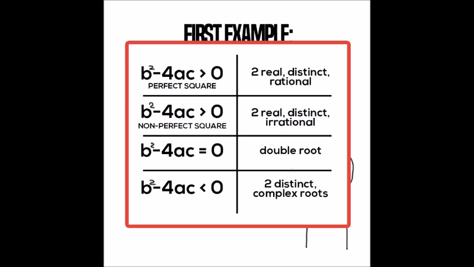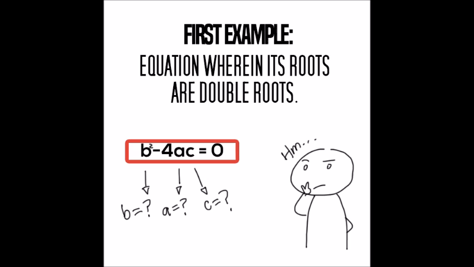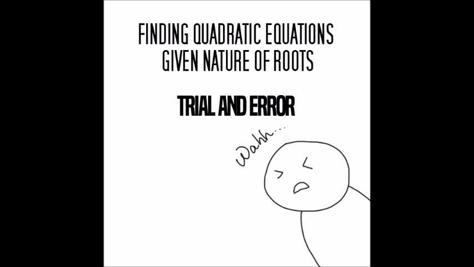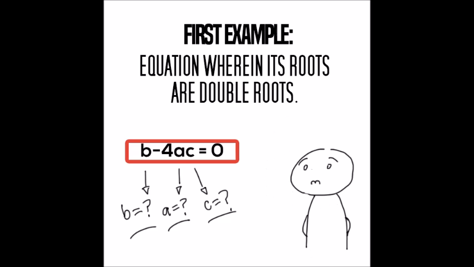Going back to our previous lesson with discriminants, the discriminant of double roots must be equal to 0. Now, what values can we substitute to the variables b, a, and c so that the binomial will be equal to 0? This is where the trial and error part comes up. Since we'll have to look for the values of a, b, and c in this formula, b squared minus 4ac equals 0, we have to experiment with different numbers.